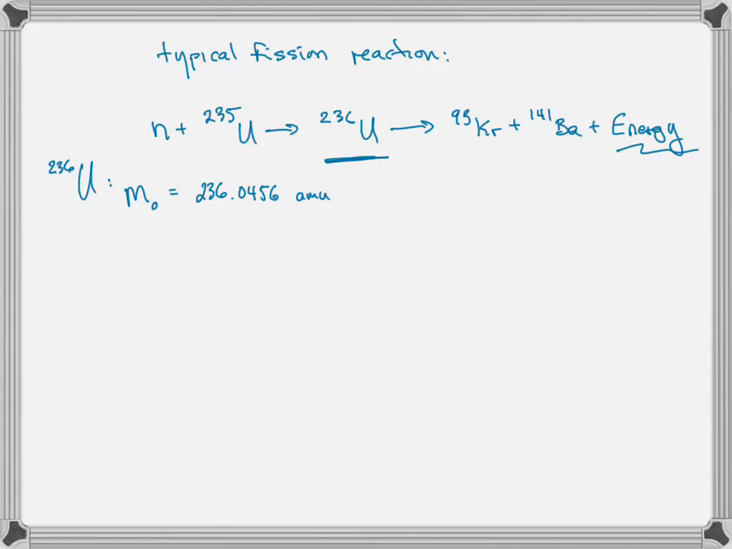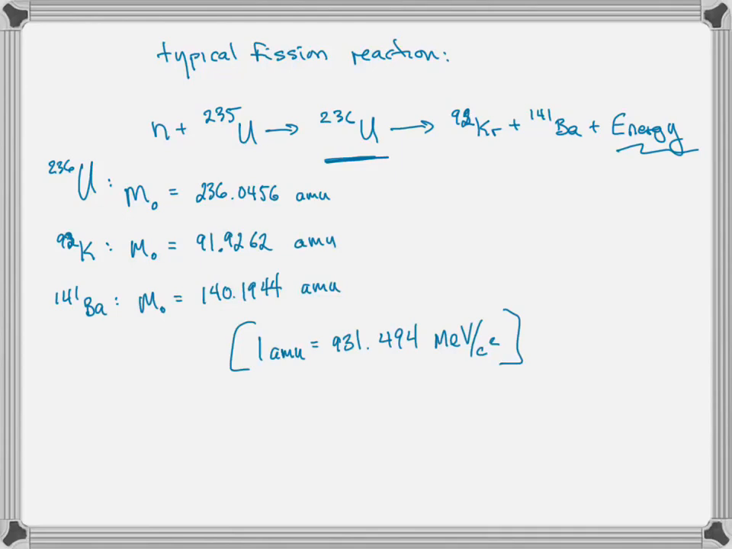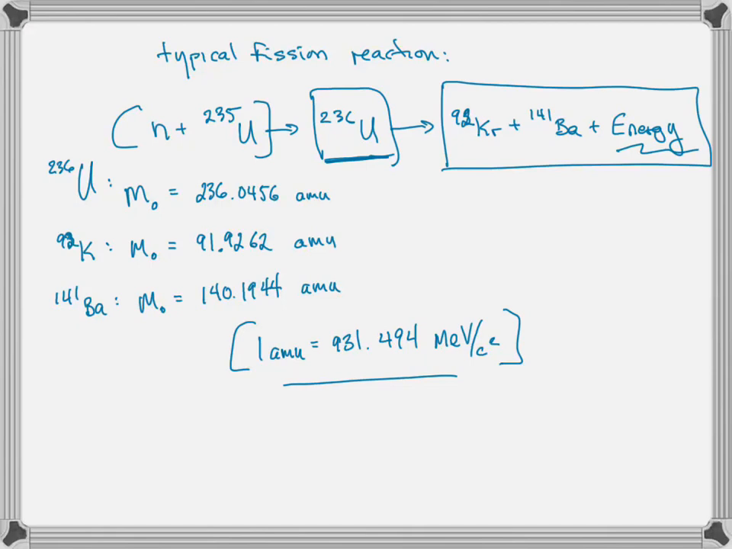And then I'm going to look up krypton and barium. That's krypton-92, not krypton-93. Okay, so I think I got all the information here: the masses in atomic mass units and the conversion from atomic mass units to MeV per c squared. I just looked that one up. Remember, we're not worrying about the neutron plus uranium-235. I'm just going to compare the uranium-236 to the reaction where we get out the energy.